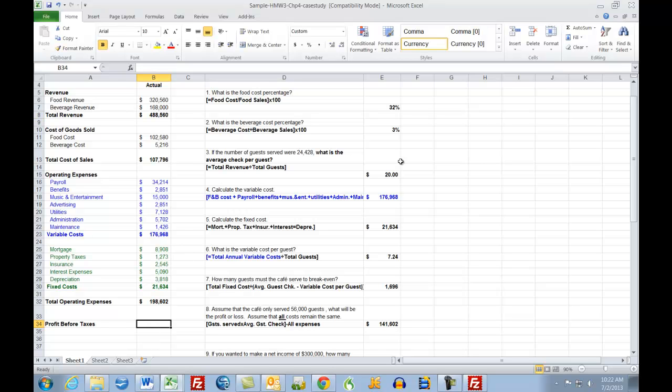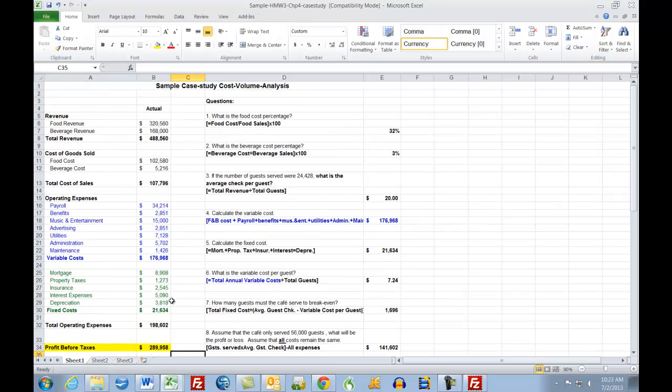So what we want to do is take our total revenue. I'm going to say cell B34 equals the total revenue, $488,560, minus our total operating expenses, which is that right there. So this is what our profit is before taxes. Okay, that amount right there.